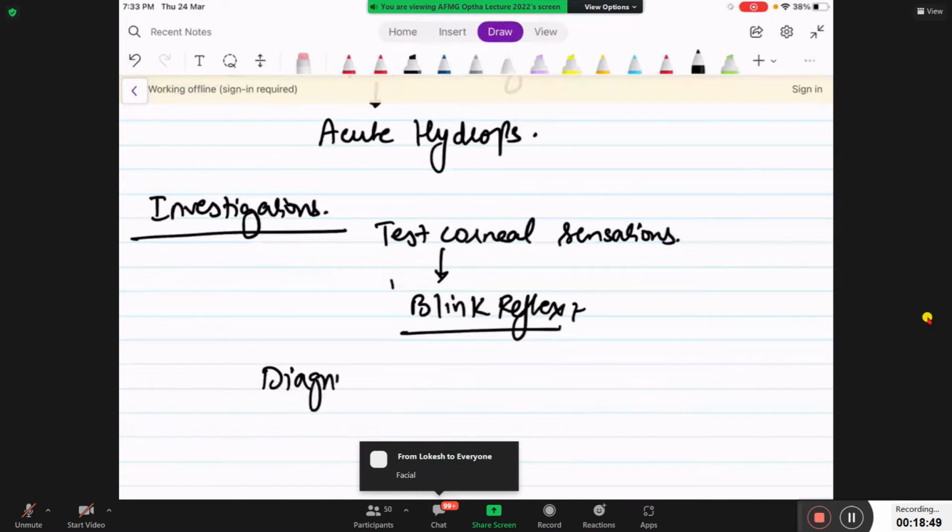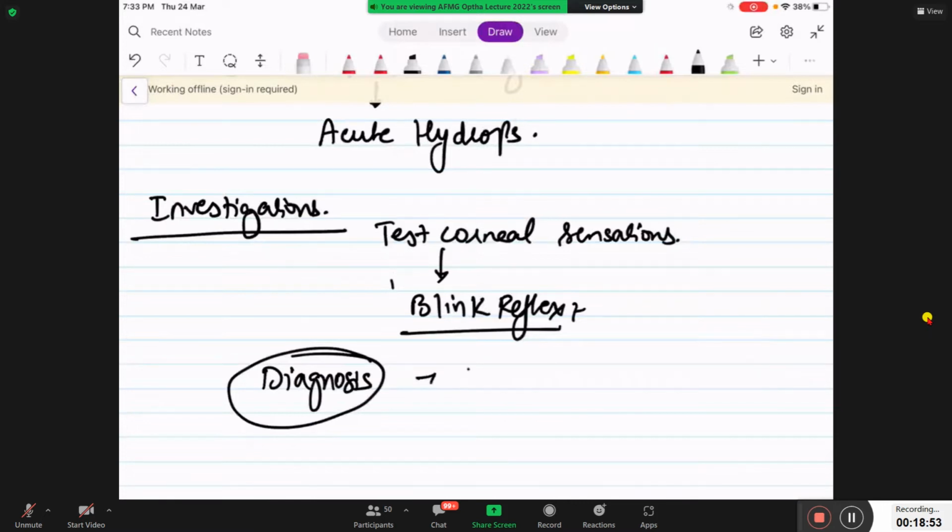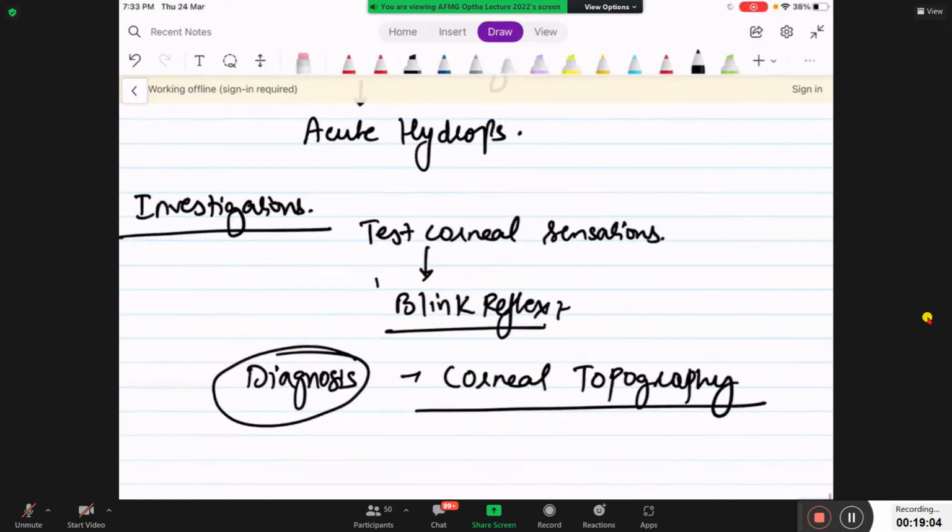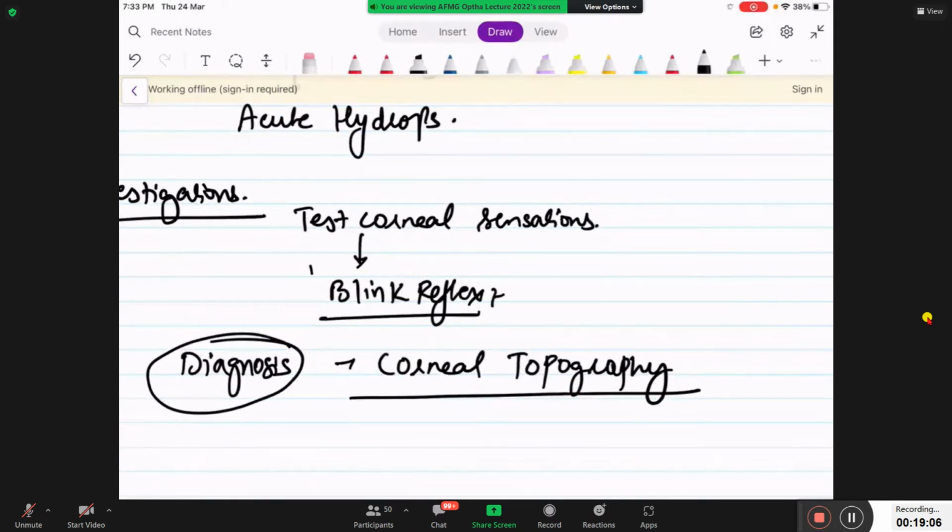How do you make the diagnosis? You make the diagnosis with the help of an investigation which is called corneal topography, we have studied this one. Topo means surface, right? So keratoconus is also a disease of pathology of the surface. So corneal topography is the gold standard investigation.